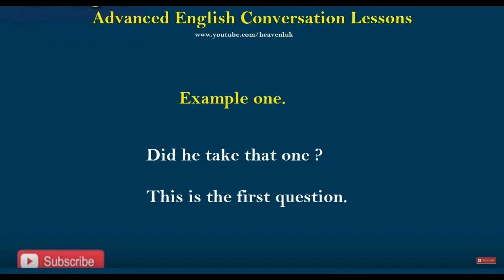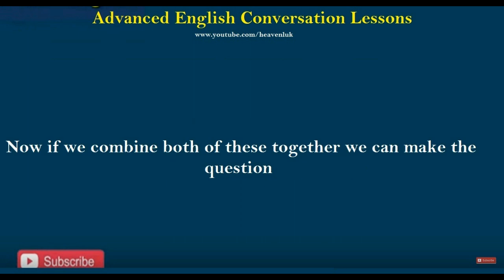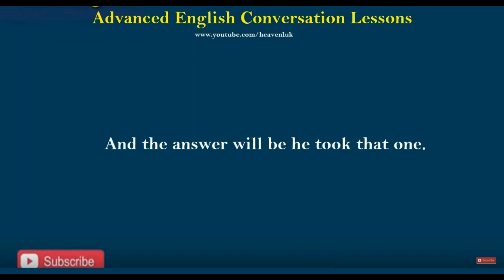Example 1. Did he take that one? This is the first question. Which one? This is the second question. Now, if we combine both of these together, we can make the question, which one did he take? And the answer will be he took that one.